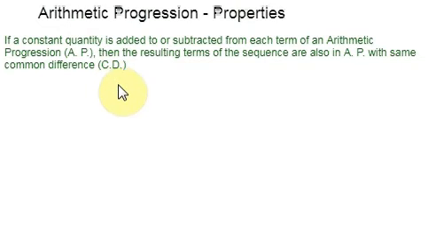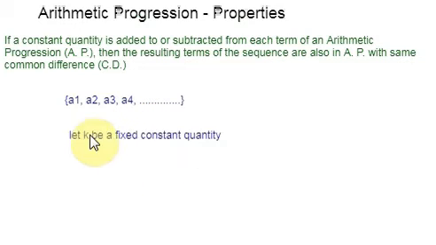Let us consider some terms. Let that be A1, A2, A3, A4 and so on. Let this set of terms be an arithmetic progression with common difference d. Again, let k be a fixed constant quantity. Now let us add this k, the fixed constant quantity, to each term of this arithmetic progression. Then the resulting sequence would be? Hope you are clear with this step.